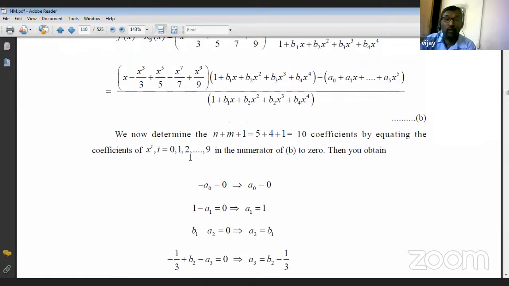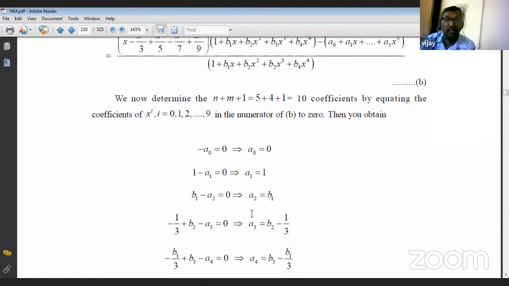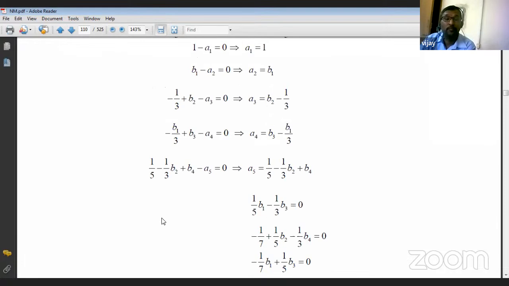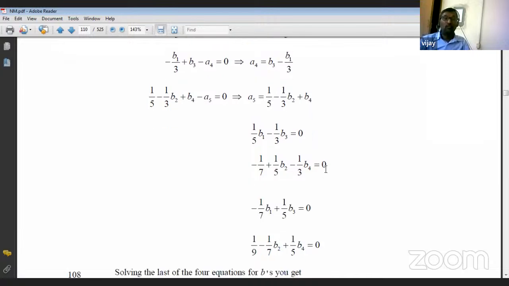Minus a0 is equal to 0. 1 minus a1 is equal to 0. b1 minus a2 is equal to 0, so a2 is equal to b1. Minus 1 by 3 plus b2 minus a3 is equal to 0, so a3 is b2 minus 1 by 3. All the values I am substituting here. Minus 1 by 3 b1 plus b3 minus a4 is equal to 0, therefore a4 is equal to b3 minus b1 by 3. 1 by 5 minus 1 by 3 b2 plus b4 minus a5 is equal to 0, so a5 is equal to 1 by 5 minus 1 by 3 b2 plus b4. 1 by 5 b1 minus 1 by 3 b3 is equal to 0.